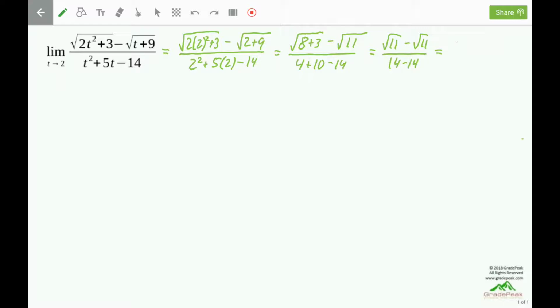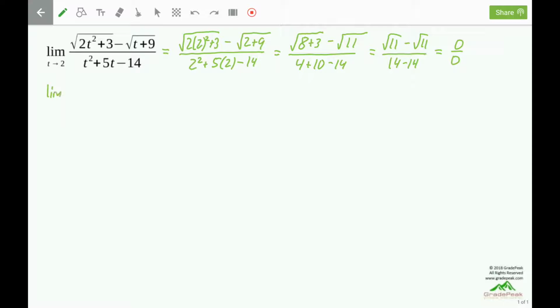Square root of 11 minus square root of 11 is 0, over 14 minus 14, which is a 0. We have 0 over 0, an indeterminate form. We will need to rework this. Since we have a root combination, a root involving the variable t, added or subtracted together with at least one other term, we can try the root conjugate method.